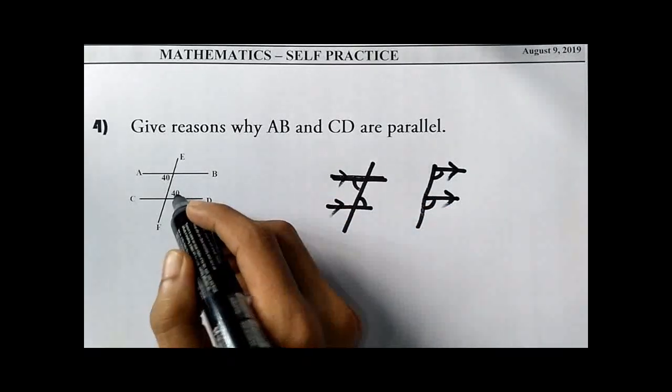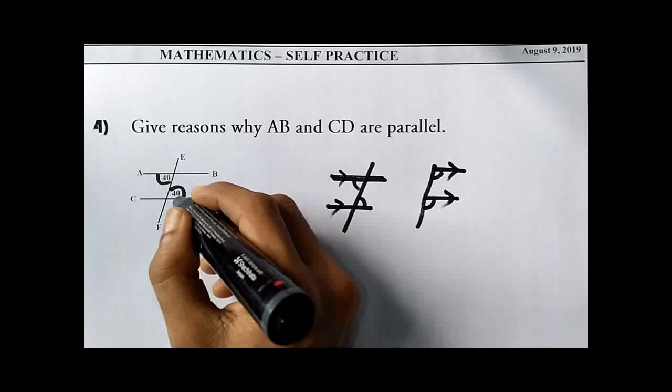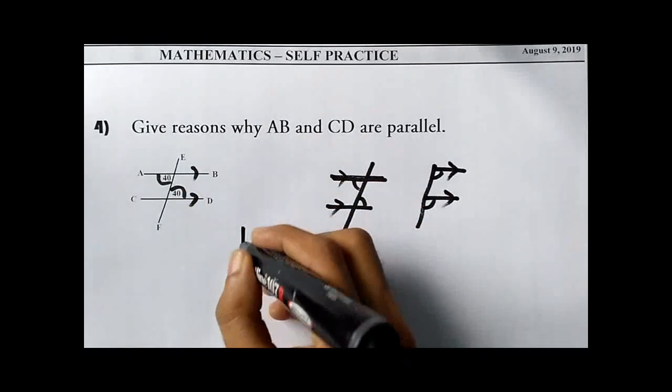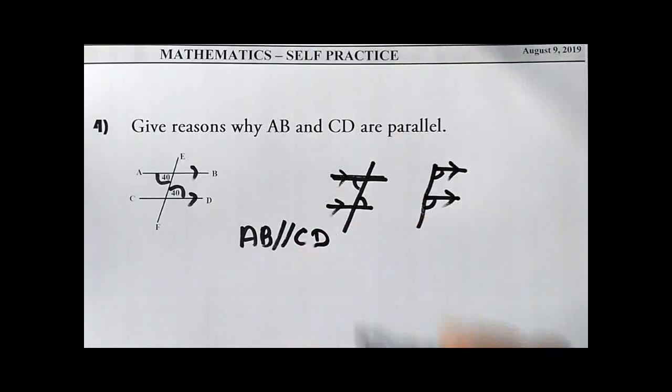Now here you can see that both the alternate angles are equal. That means definitely AB and CD are parallel. AB is parallel to CD. The reason is alternate angles are the same.